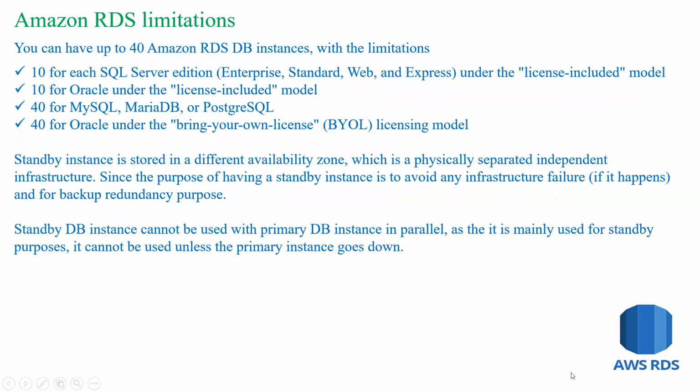So Amazon RDS has certain limitations. What are they? You can have up to 40 Amazon RDS database instances that you can run at a time. These 40 instances can be various combinations. At a time, you can have 40 SQL Server, or 10 SQL Server, 10 Oracle Server, maybe another 10 MySQL or MariaDB or PostgreSQL, and another 10 Oracle under the bring your own license model.